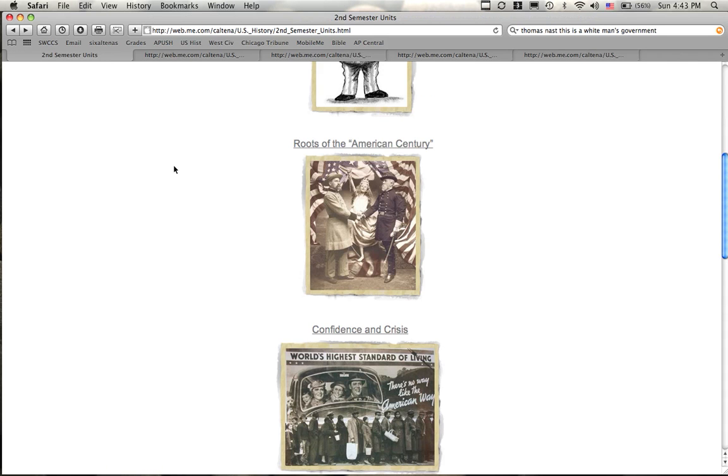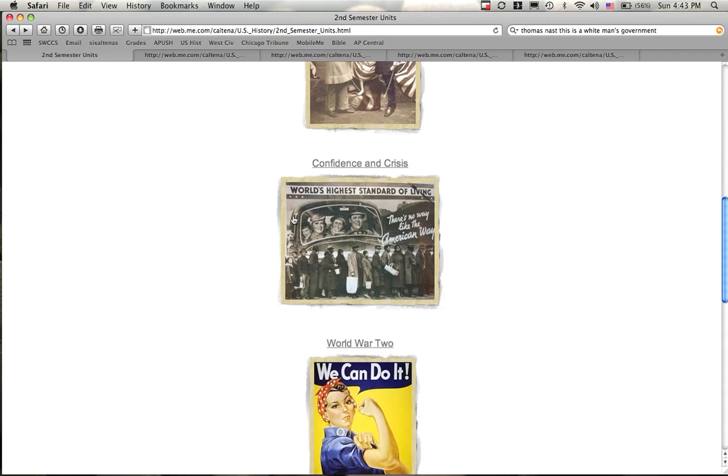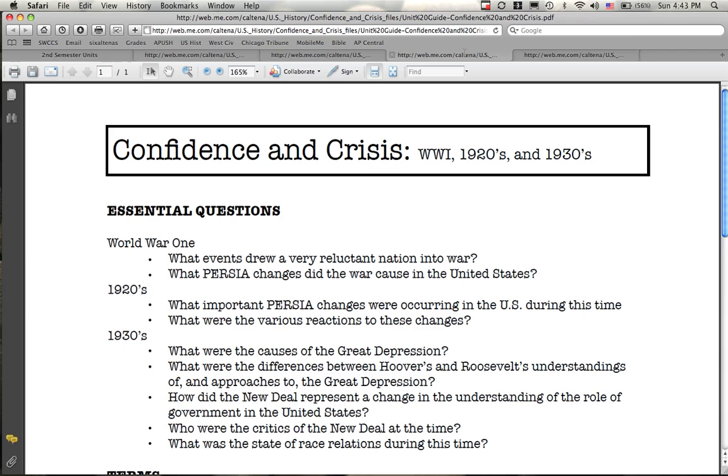All right, let's go to our next unit, Confidence and Crisis here. And there is the yellow sheet. The first question, what events drew a very reluctant nation into war? Now remember, some students in the past have gotten mixed up about entry into World War I and entry into World War II. There are some similarities, but make sure that you don't use the word Lusitania, for instance, when you're talking about World War II. This is a World War I event.